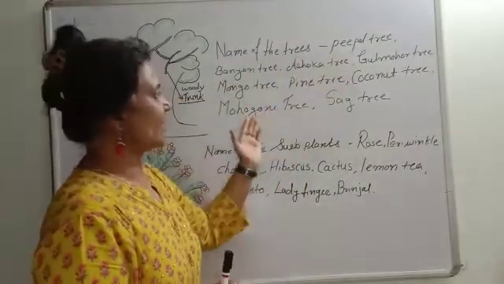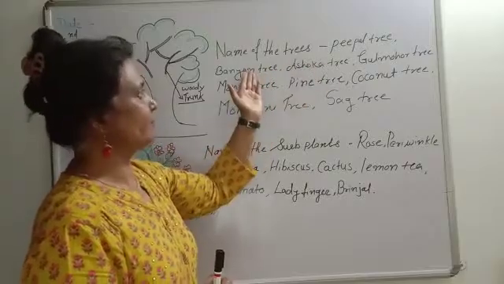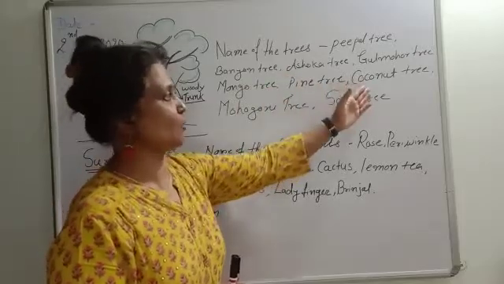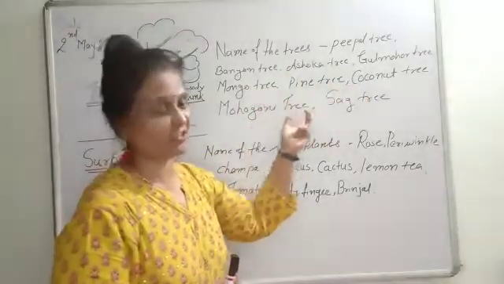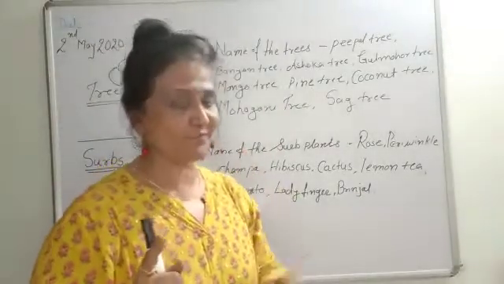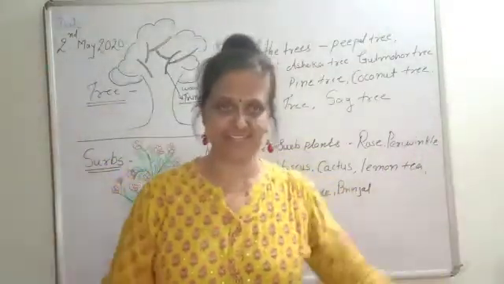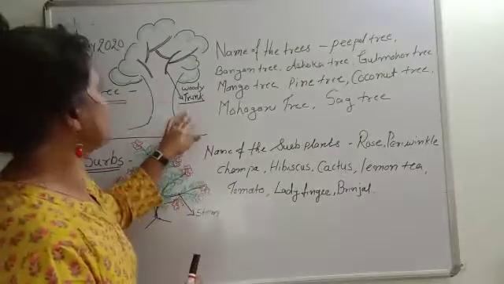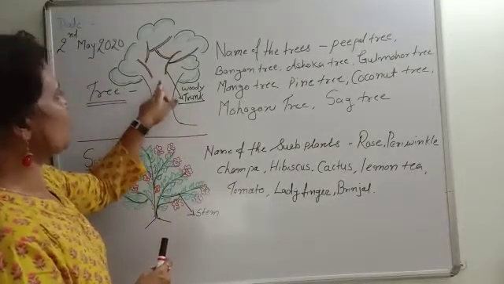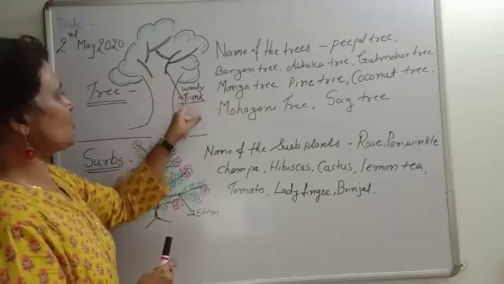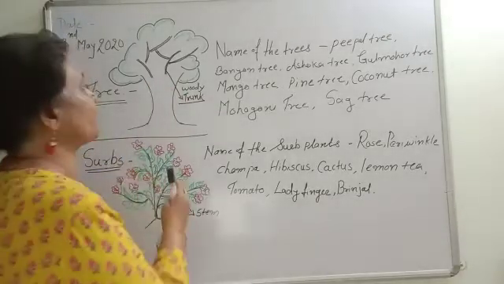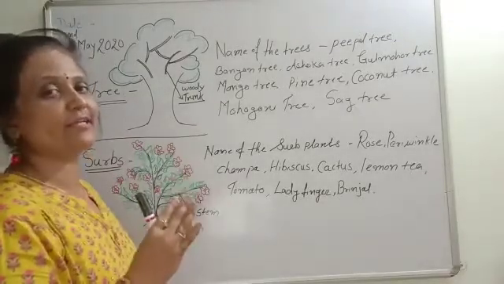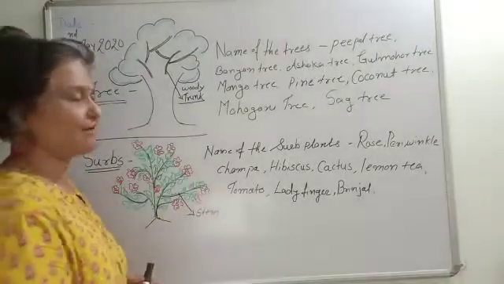All these trees' names are Peepal, Banyan, Ashoka, Gulmohar, Mango, Pine tree, Coconut tree, Mahogany tree and Sap tree. These are all very strong, tall and big. It's called a tree. See here, the trunk of this tree is woody in color. So it's called a trunk. You cannot call it a stem. Tree's stems are very strong. It's called a trunk.